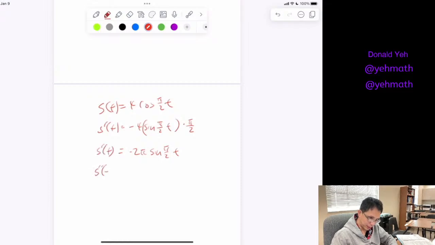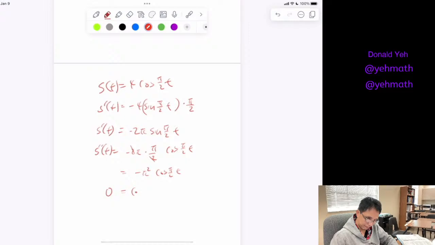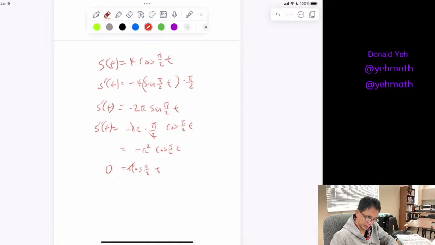I'm going to take a derivative again to get acceleration. Again, you are not touching inside the argument. The hard part of this worksheet is the chain rule. If I take a derivative of this, it's going to be negative 2 pi times cosine of pi over 2 t times pi over 2. And then when they say it is equal to 0, this pi over 2 can cancel out because the other side is 0. So that means cosine of pi over 2 t is equal to 0.